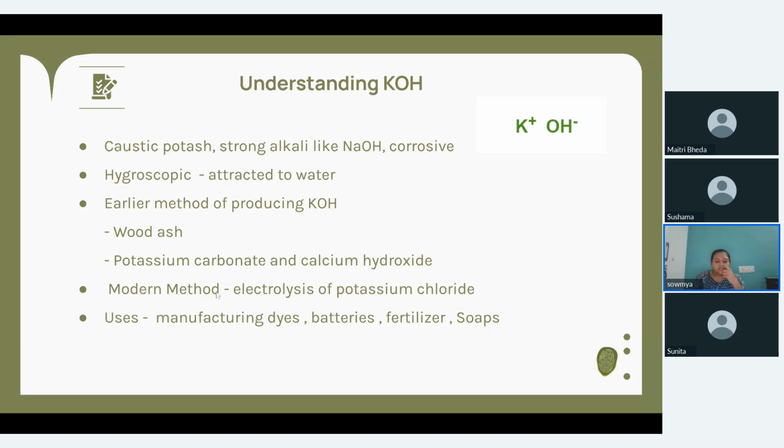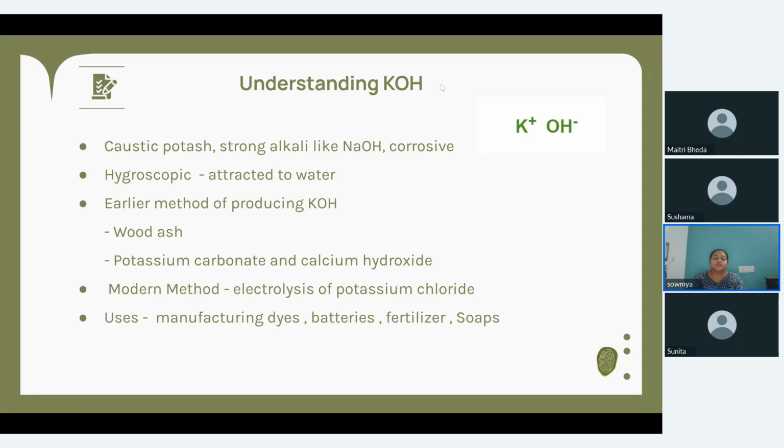But in the modern method, we make it using electrolysis of potassium chloride. We mix potassium chloride with water and pass electric current through it, and then chlorine gas will be released, and we will get the potassium hydroxide, which we collect from that. That is how potassium hydroxide is made commercially nowadays.